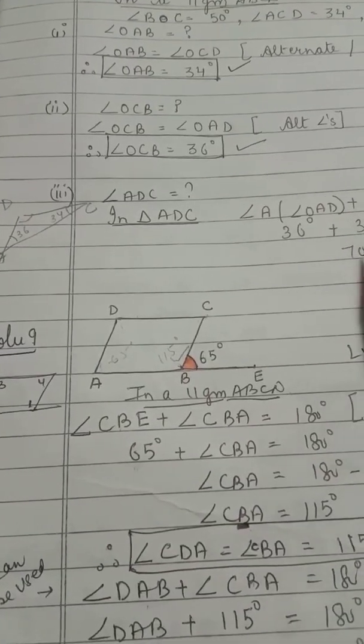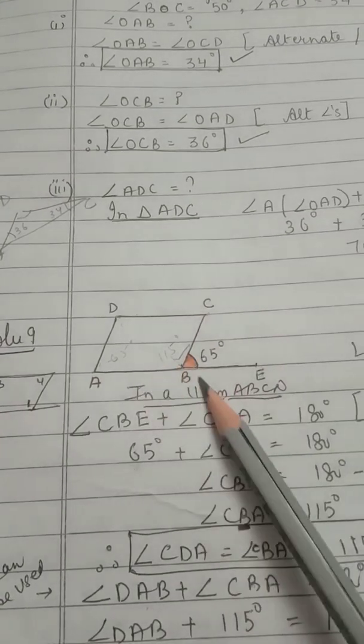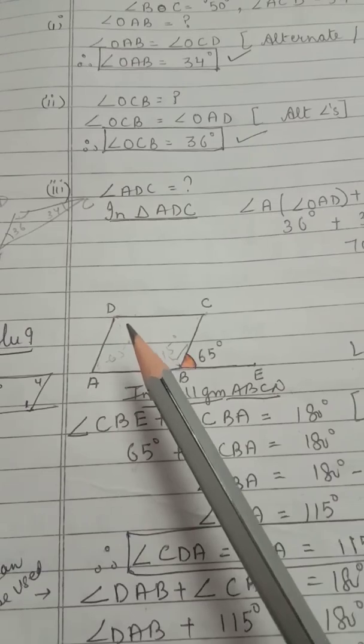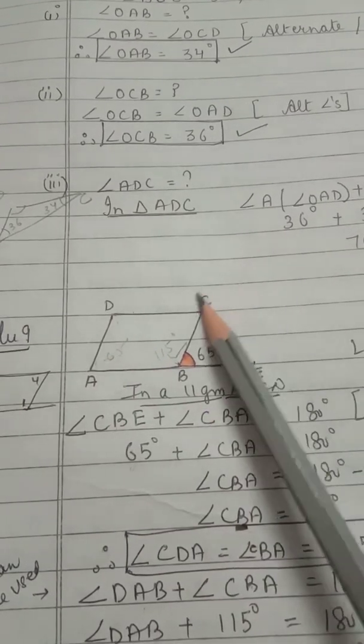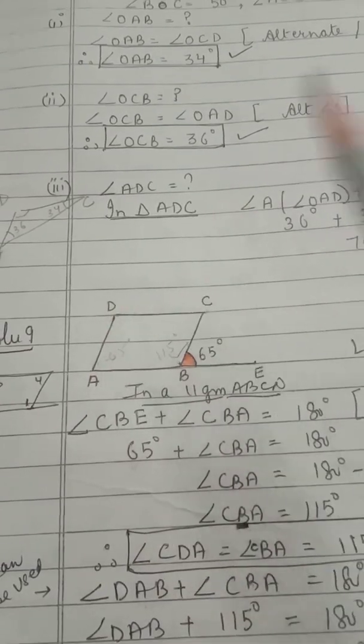For question number 9, they have not given the figure, but it's told that it's a parallelogram ABCD. So we draw a parallelogram ABCD. Further, it is said that the side AB has been produced up till point E, and angle CBE is given to you as 65 degrees. So you have to find all the angles of the parallelogram.